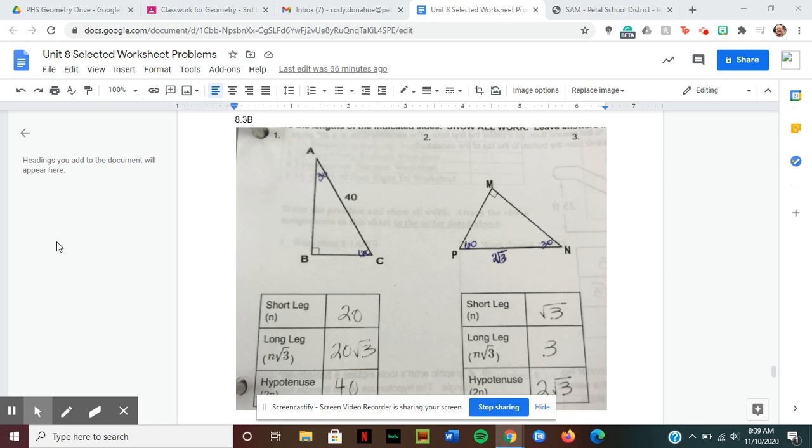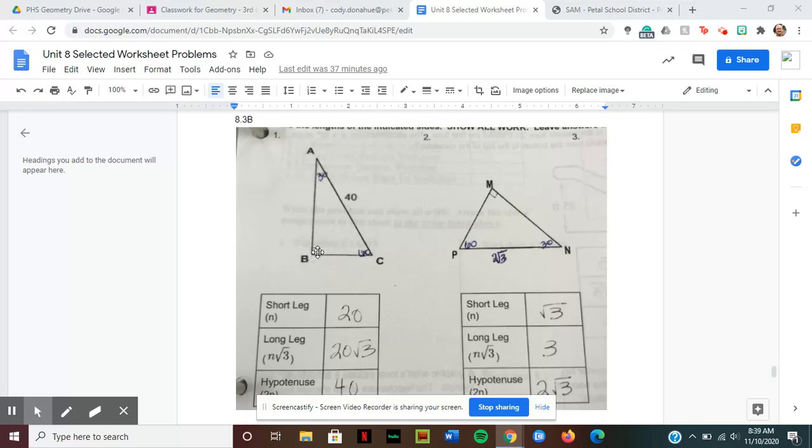All right, so now we're going to talk about the second half of 8.3. So 8.3 is all about these things called special right triangles. We previously talked about one of those, which was a 45, 45, 90 triangle, which meant that two of my angles are going to be 45 and one of those will be 90. And now the second one we're going to talk about today is a 30, 60, 90.